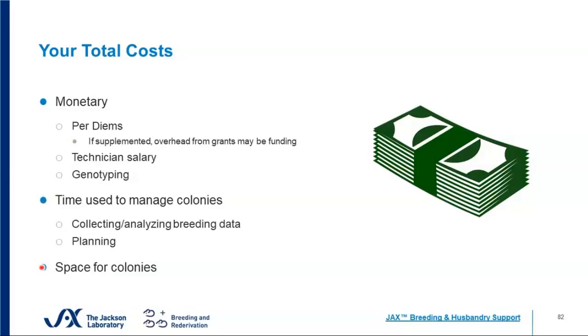And if the cost in terms of monetary is getting really close to the cost of just buying a mouse, you can save yourself time and space of breeding mice, buy them when you need them, and that will free up that time and space where you can then do more experiments and actually potentially get your work done a little faster and move your research program along faster by not having to manage mice yourself.